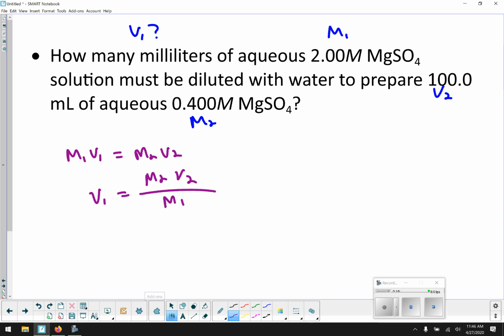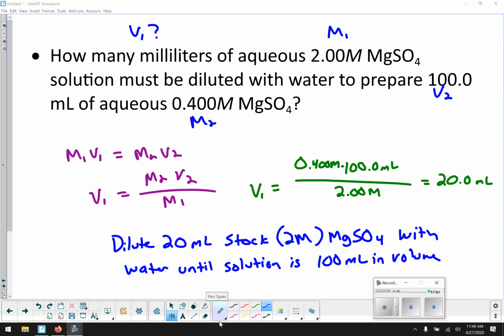And so I'll set this up and come back. So I did the math really quick, and you find out that the amount you need to start with is 20 milliliters of the stock solution. So you'd start with 20 milliliters of the stock solution, the concentrated solution, and you dilute it with water until there is 100 milliliters.